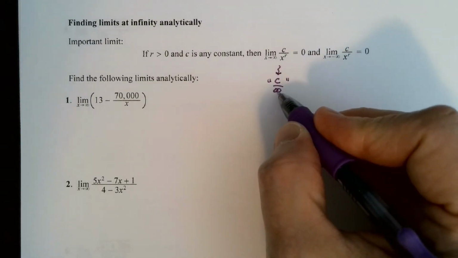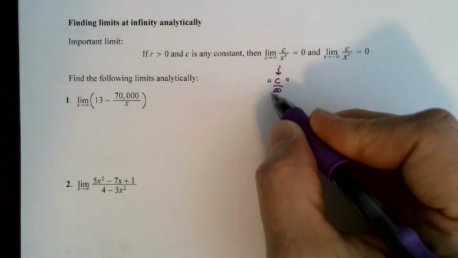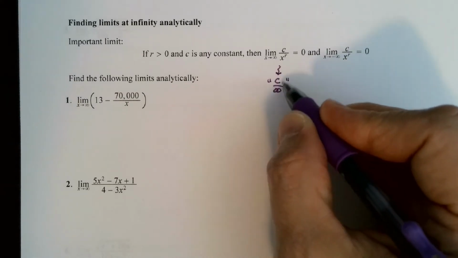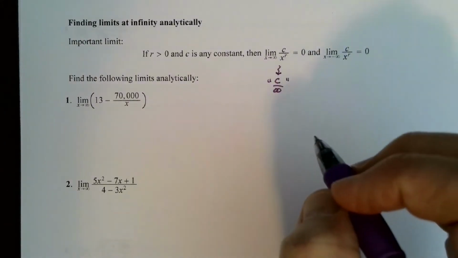Infinity is not a number, so we never get there. But the idea is if I keep dividing c by a bigger and bigger number, overall this fraction is getting smaller and smaller in absolute value, right? It's getting closer and closer to 0, and in fact that's what we say the limit is: 0.